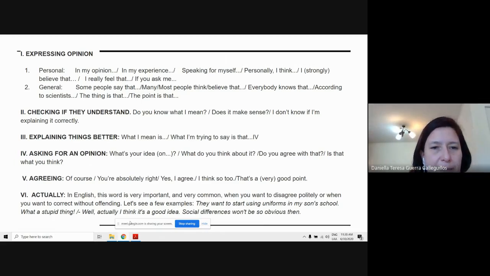Explaining things better. Cuando tú te das cuenta y, por ejemplo, estás en una reunión y tú dices, I don't know if I'm explaining it correctly, tú vas y después de eso tú miras a tu audiencia y tú ves que la gente está como media perdida, entonces tú retomas el punto diciendo, what I mean is, what I'm trying to say is that. Hoy se me corrió el número 4, va abajo por si acaso.